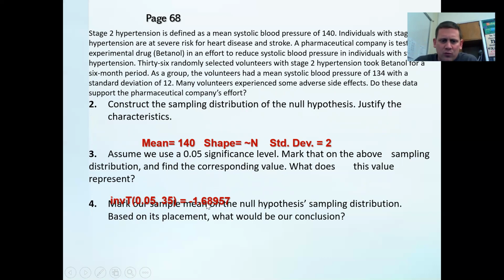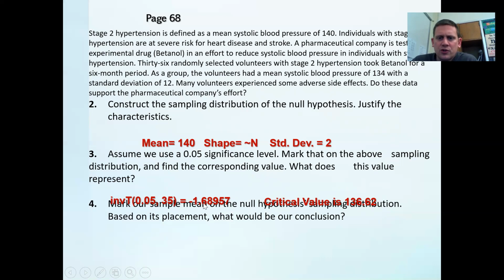And that occurs at negative 1.68957. So that's the critical value. You're trying to find where that occurs. So things start to become special, if you will. I say special, that's not really a technical term, but they start to become special at 136.62.